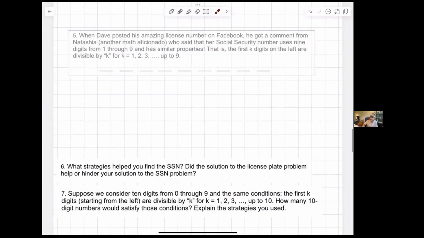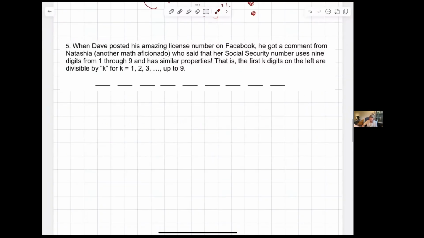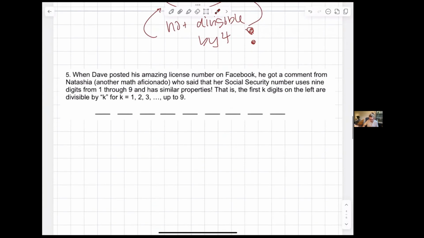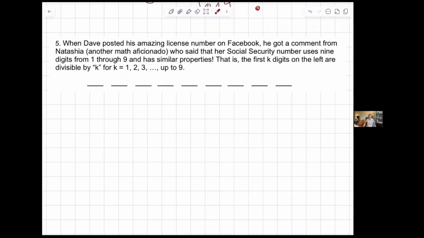Good. So now we had six digits in the last problem, when we were talking about license plates. But let's switch things up a little bit. Let's say that Dave posted his amazing license plate number on Facebook. He got a comment from his friend Natasha, and she is also into math. She said that her social security number has the digits 1 through 9 and has similar properties.